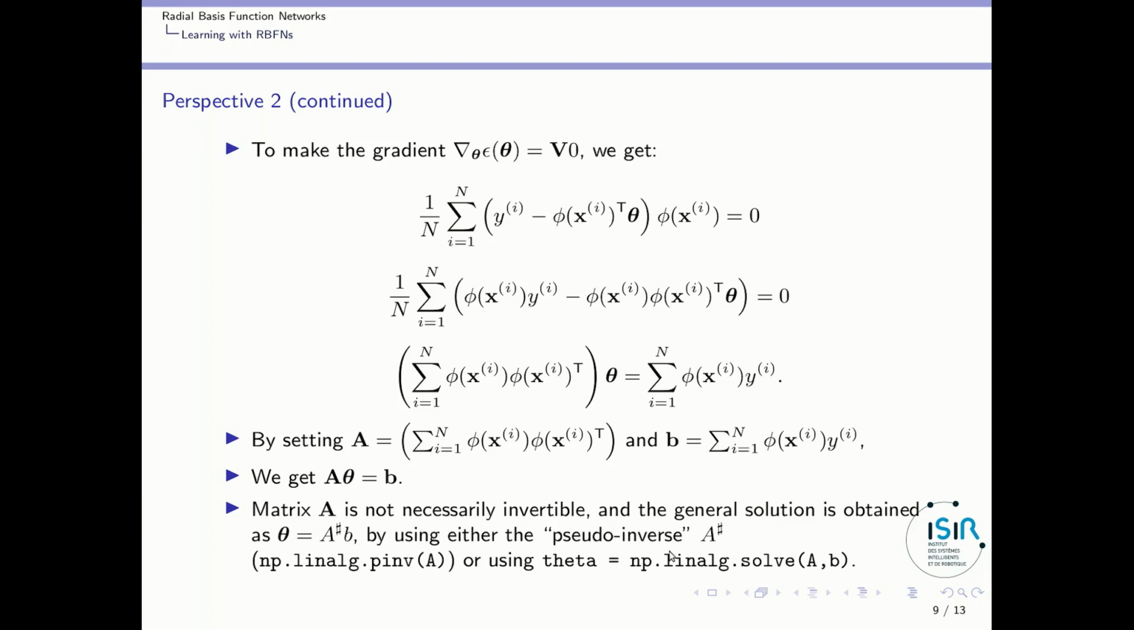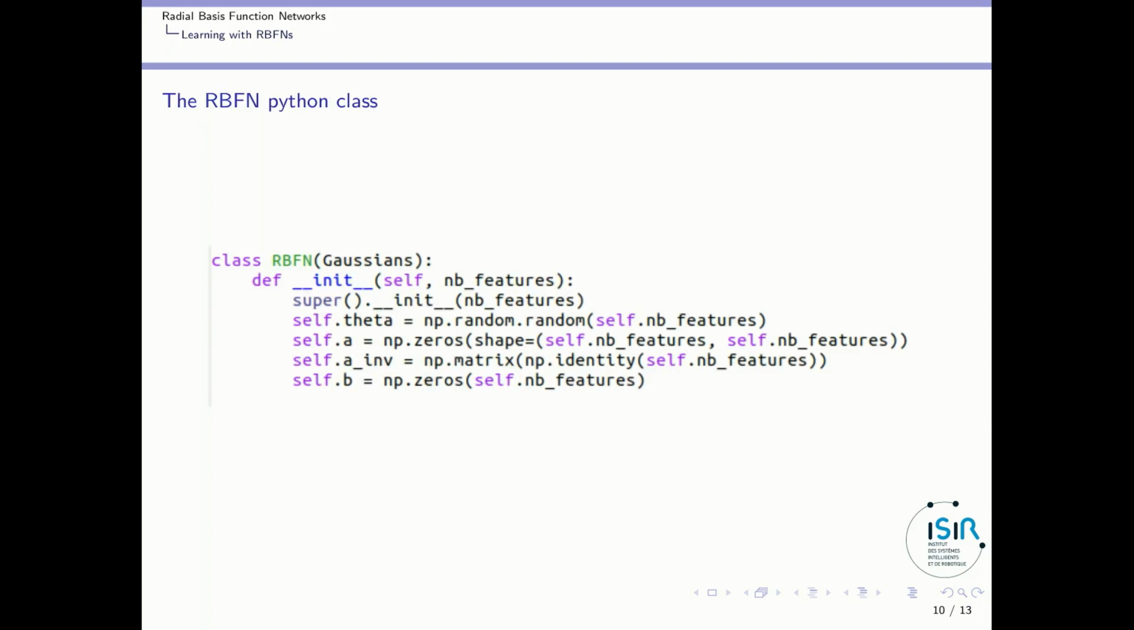So that's the second perspective, and that's very easy to code in Python, but it's a little less short than the previous perspective. So now if you want to use this, an RBFN will be defined by a vector theta that is initialized randomly. And then I will define my matrix, my inverse matrix, and my B vector. I will start them with zeros, and then in the code that you will have to write during your labs, you will have to compute those matrices A and B if you are using the second perspective. If not, then you don't need those lines.